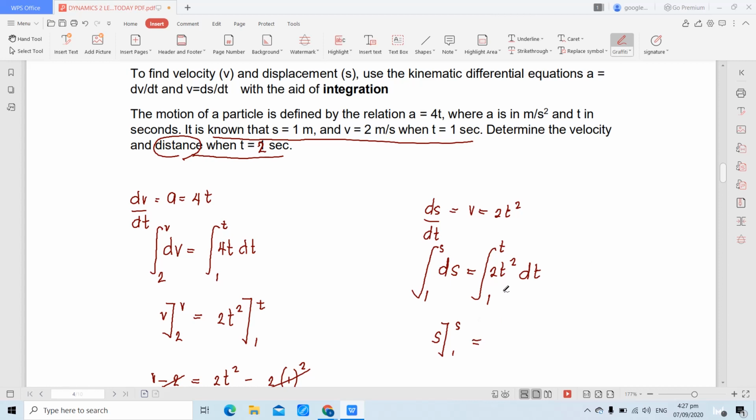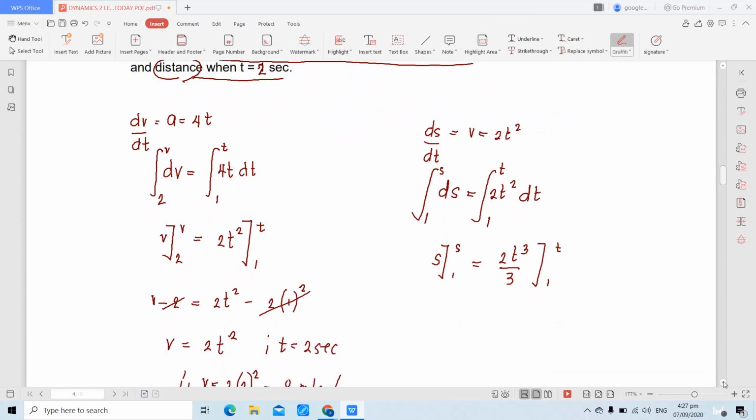Equivalent to, what is the integral of 2t squared? T squared is t cubed over 3. So that will become 2t cubed over 3 from 1 to t. Simplify now. Apply the limits. This will become s minus 1 equivalent to 2t cubed over 3 minus 2 times 1 cubed over 3. Negats po. Ito yung negative 1 na to or minus 1 na to, ilipat sa kabila.